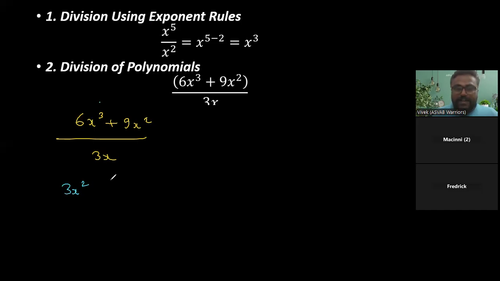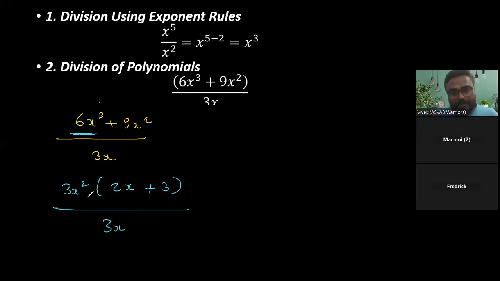3x squared can be taken common. What will be remaining if I have taken 3x squared common from this? 2x will be remaining, plus 3 will be remaining in this case. And what do I have here? 3x. Now, what does this mean? 3x squared is nothing but 3x times x.